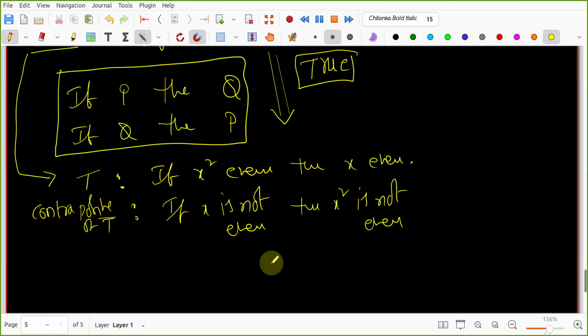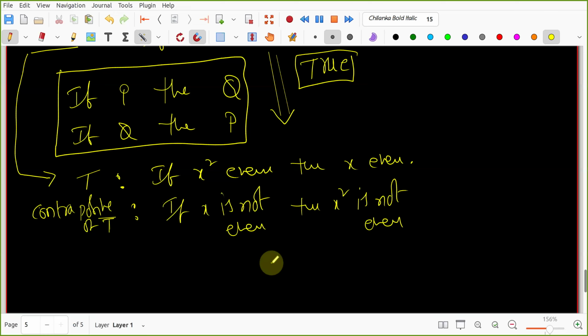See, sometimes I want to show T is true. So T and the contrapositive of T are both true or both false at a time. Now look at this statement: if x is even, then x square is even. What is the converse? If x square is even, then x is even. So if this is true, this is also true.